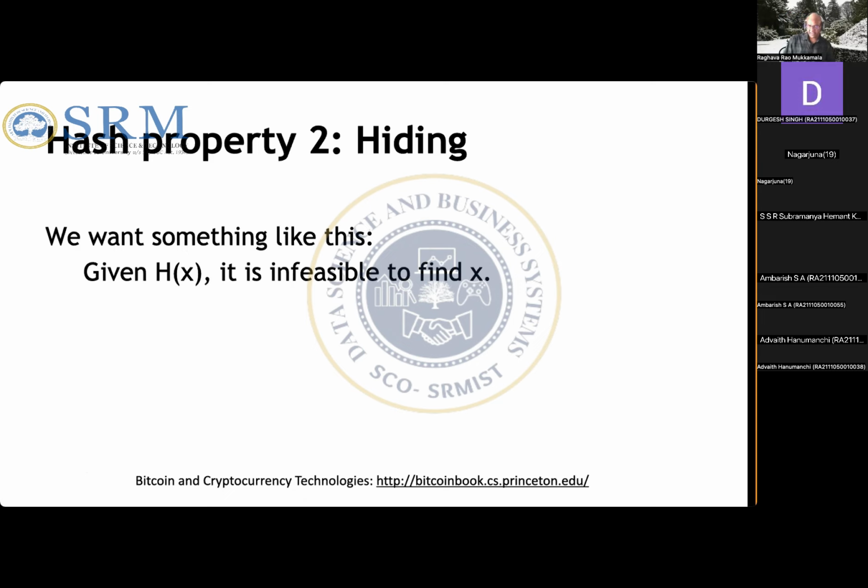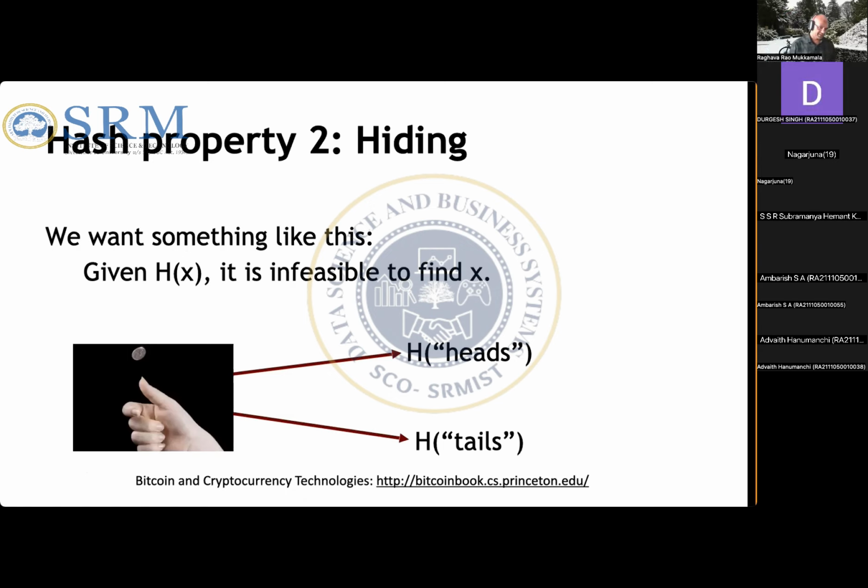The second thing is hashing offers the hiding property. What does it mean? Let's say we are in the space of an online lottery, and we take a very simple game, tossing a coin. Somebody is conducting a coin toss and I'm betting on the coin. You can say heads or tails, but let's say this is communicated over the internet. So rather than passing the message, you can hash the values and send it. Remember, if you only have the hash value, you cannot really get back to the original data.